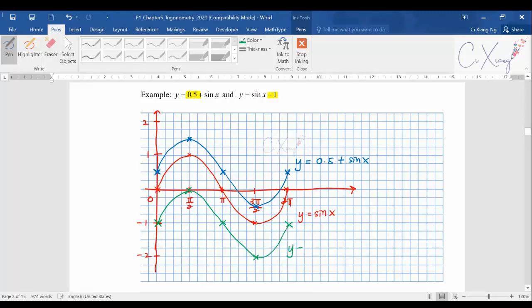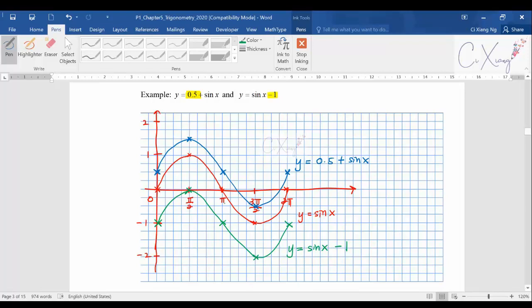Okay, so this is y equals sine x minus 1. The idea is not hard generally, but you just need to make sure that you know the important points in the sine x graph, so that you can use them as reference points when you want to translate the graph. Then you adjust the value from that.